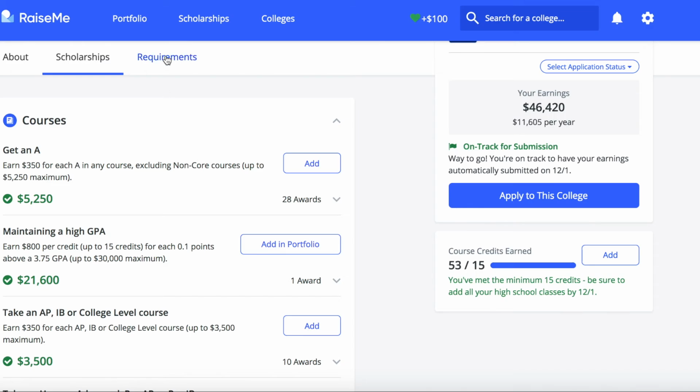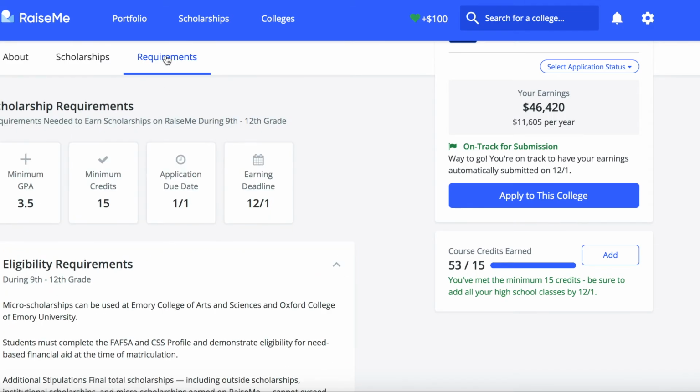Lastly, let's take a look at requirements. So every single one of the RaiseMe colleges is going to set a minimum GPA requirement in order to earn those micro scholarships. For Emory, it's a 3.5. So again, this is setting a standard that I should be aware of and try to meet. So now that I'm a freshman and I'm just getting started with my high school career, it leaves me plenty of time to think about how I can get my GPA where I want it to be in order to be admissible to a bunch of different colleges that I might be excited about.